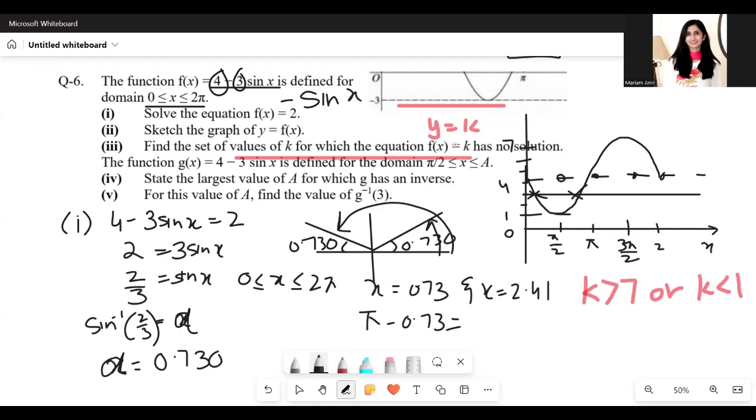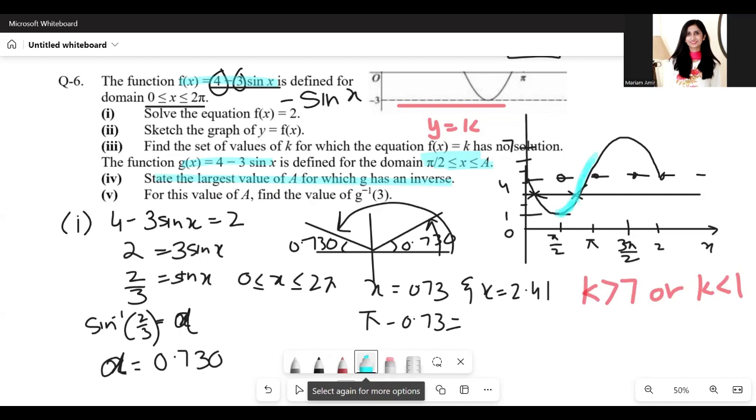Next, state the function g(x) = 4 - 3 sin x. It's actually the same function, so the same graph is applicable, and it is defined for the domain π/2 to a. So the graph starts from here, and we don't know what a is, it goes till a. State the largest value of a for which g has an inverse.